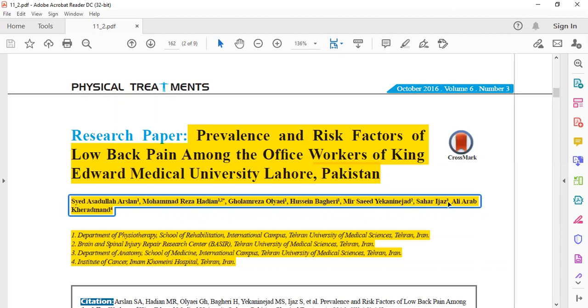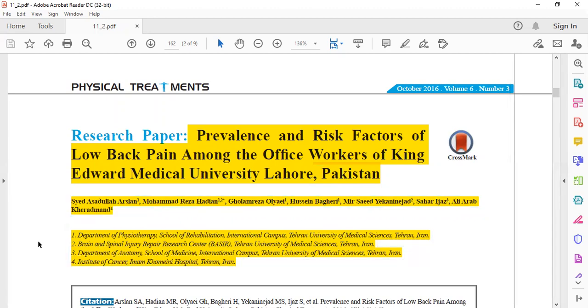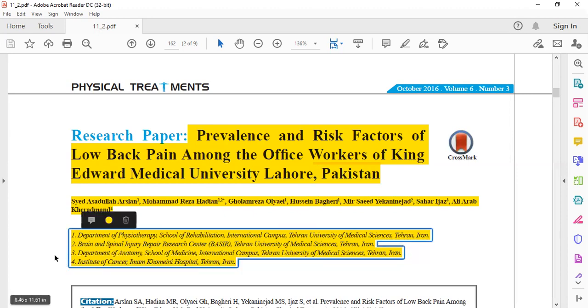What is the purpose of this numbering? This numbering shows the affiliation of these authors. Here number 1 is the Department of Physiotherapy, School of Rehabilitation, International Campus, Tehran University of Medical Sciences, Tehran, Iran. So here the affiliation of those people is given. Muhammad Riza Hadian belongs to these two affiliations: the Department of Physiotherapy at this institute, and the Brain and Spinal Injury Repair Research Center, Tehran University. So here is the affiliation of these writers or researchers.